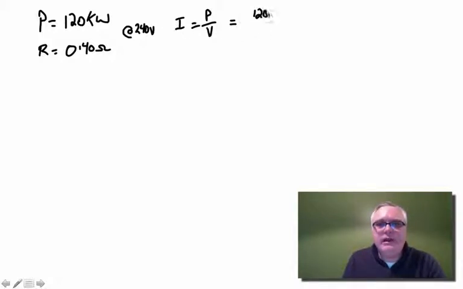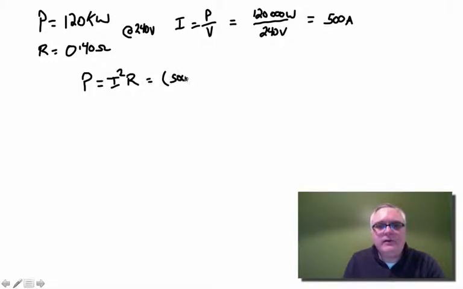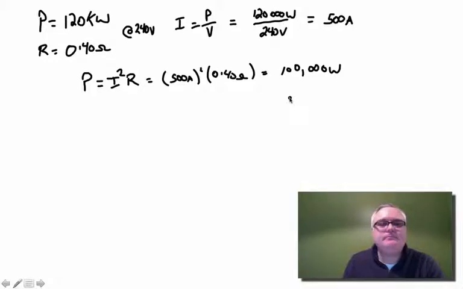So we're going to take the 120,000 watts and transmit it at 240 volts. That works out to be a current of 500 amps. So we have 500 amps of electricity running through these wires. So how much power do we lose? Well, if we have current running through a resistor, we take the square of the current and multiply by the resistance. And what we end up with is we're going to lose 100,000 watts of power. Almost all of the electrical power is used up just overcoming the resistance of the wires.